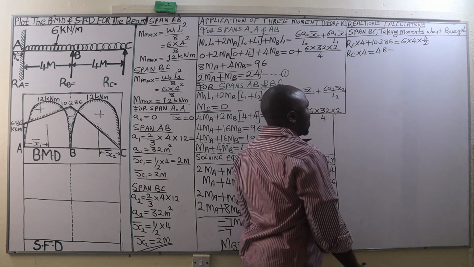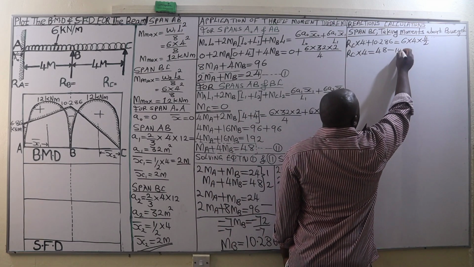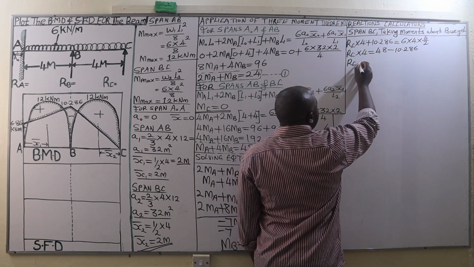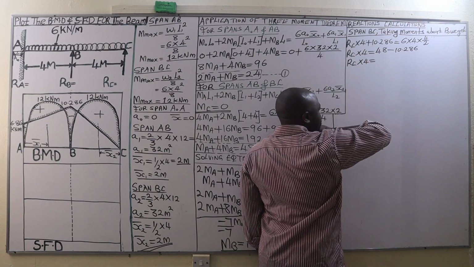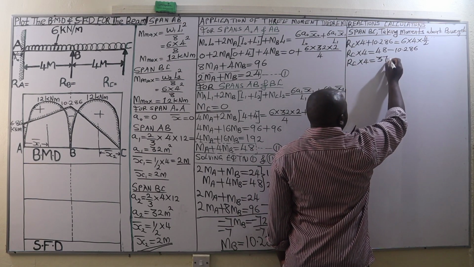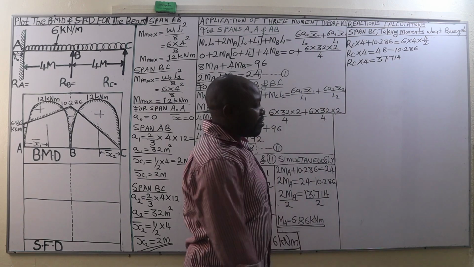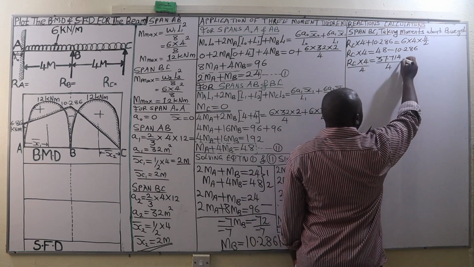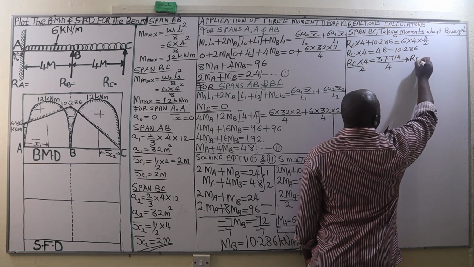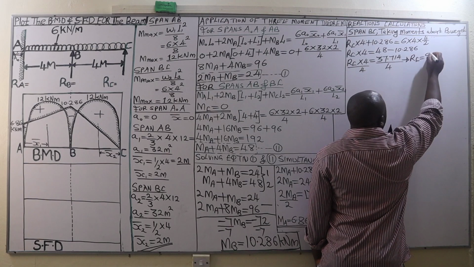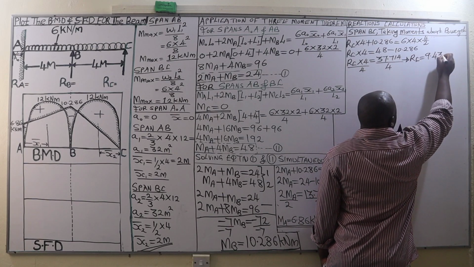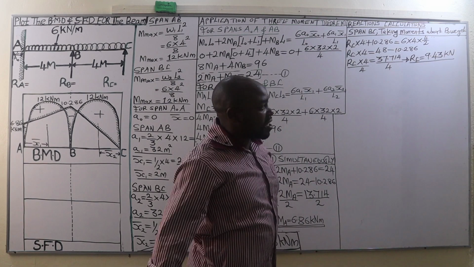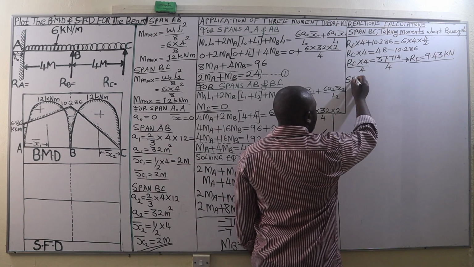Then we take 10.286 to the other side of the equal sign, that's going to be minus 10.286, and this gives us RC multiplied by 4 being equal to 37.714. Then we divide both sides by 4, and when we do so, we get a reaction at C of 9.43 kilonewtons. Therefore the reaction at C is 9.43 kilonewtons. Then from there we go to the span AB.